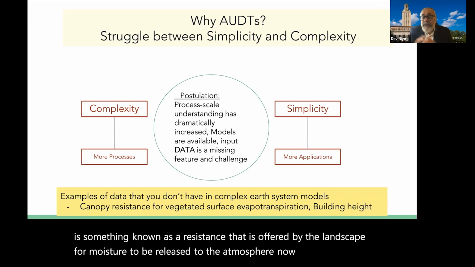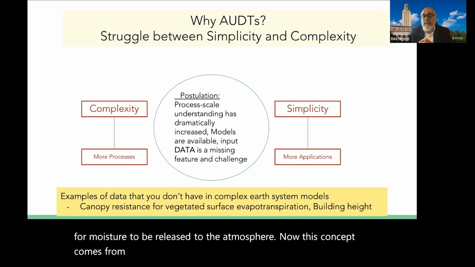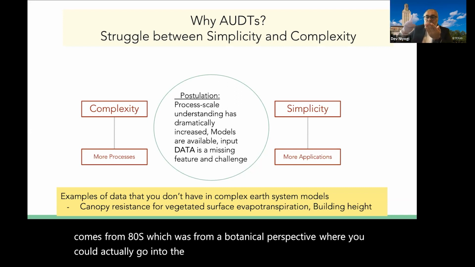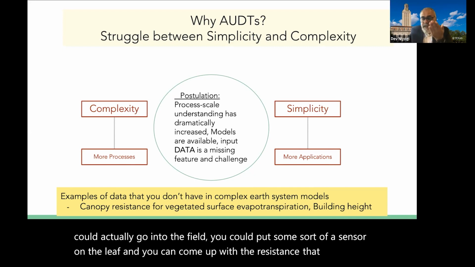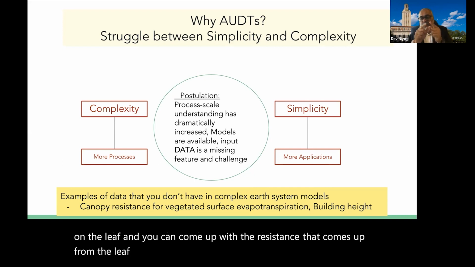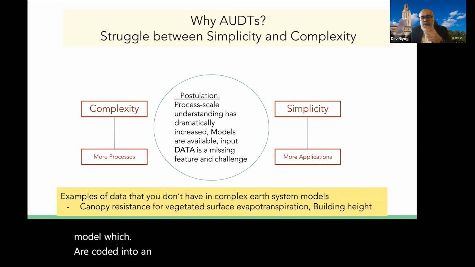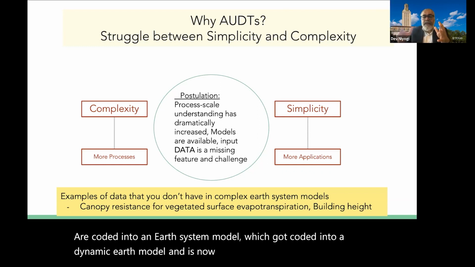Now, this concept comes from the 80s, from a botanical perspective, where you could actually go into the field, put some sort of sensor on the leaf, and come up with the resistance that comes from the leaf. But this framework then got coded into a biophysical model, which got coded into an earth system model, which got coded into a dynamic earth model, and is now one of the enduring aspects of how we model evaporation.